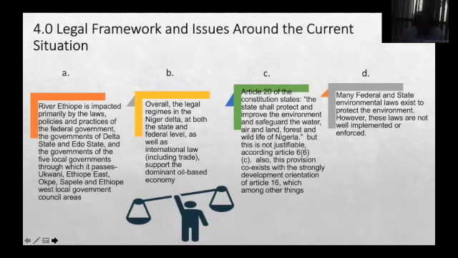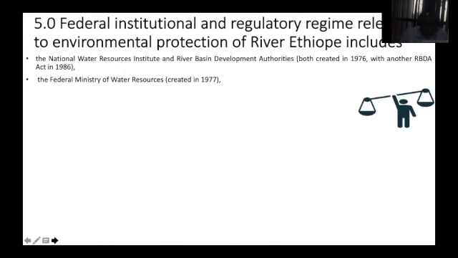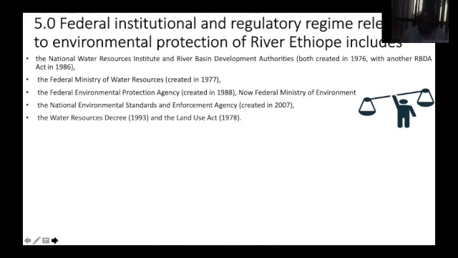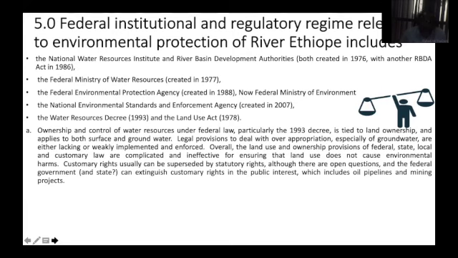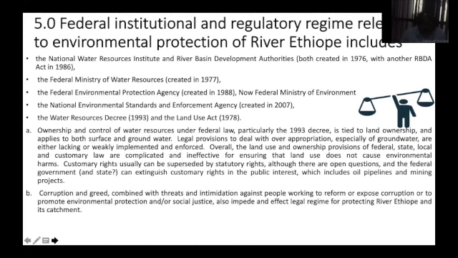Despite many federal and state environmental laws and regulations that exist in Nigeria, the river continues to get worse and worse on a yearly basis because these laws are not enforced appropriately. Although regulations and institutions exist to take care of the river, such as the National Water Resources Institute and River Basin Development Authorities, created in 1976 and 1986, the Federal Ministry of Water Resources created in 1997, the Federal Environmental Protection Agency created in 1998, now the Federal Ministry of Environment, the National Environmental Standards and Regulations Enforcement Agency, created in 2007, the Water Resources Decree and the Land Use Decree.